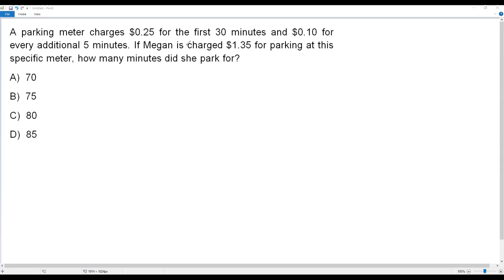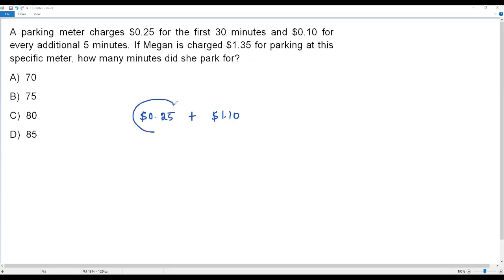So the total charge paid by Megan is $1.35, and we have to find the total time in minutes for this $1.35. Now what I'm going to do is split this total charge $1.35 into two parts, so that $0.25 plus $1.10. Okay, so here I split up this total charge into two parts.